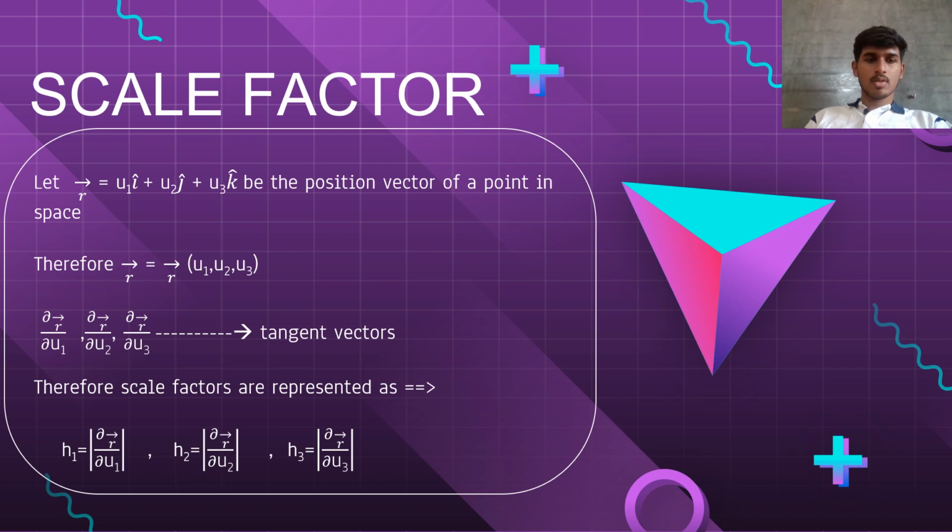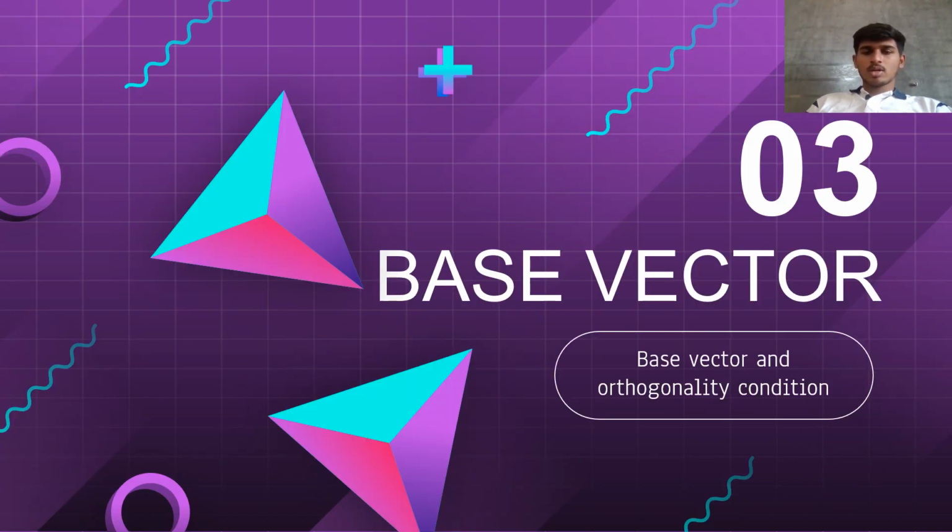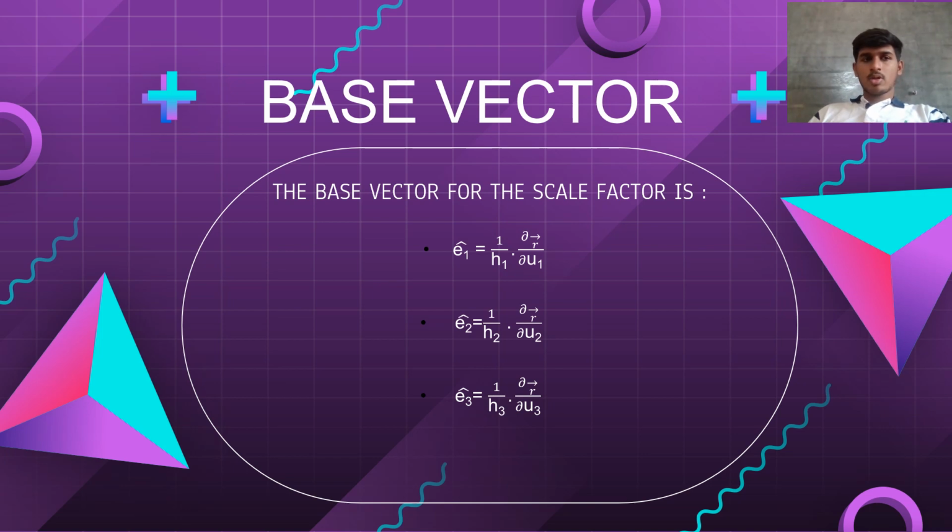The next one is base vector. The base vectors for the previous scale factors are given by E1 bar, E2 bar and E3 bar. The formula for E1 bar is 1 by h1 into the partial derivative of r bar with respect to u1, which is dou r bar by dou u1 divided by the magnitude of the partial derivative. Similarly E2 cap is 1 by h2 into dou r bar by dou u2 and E3 is 1 by h3 into dou r bar by dou u3. That is, 1 by the scale factor into the partial derivative with respect to the given axis, which is u1, u2 or u3.